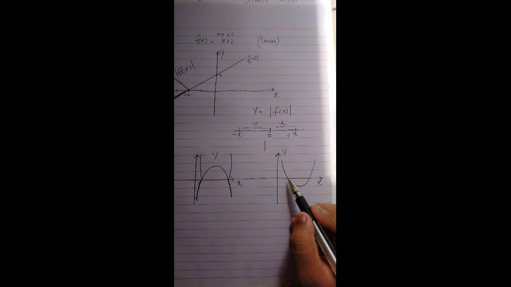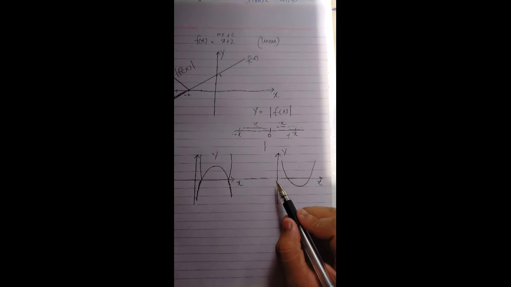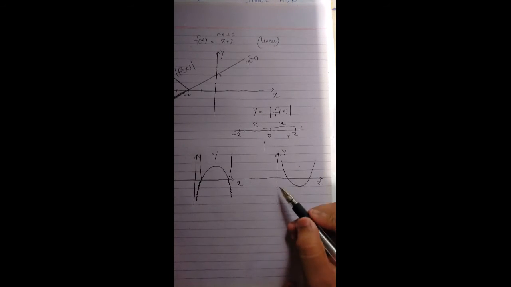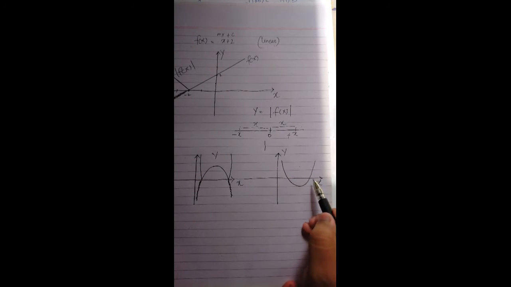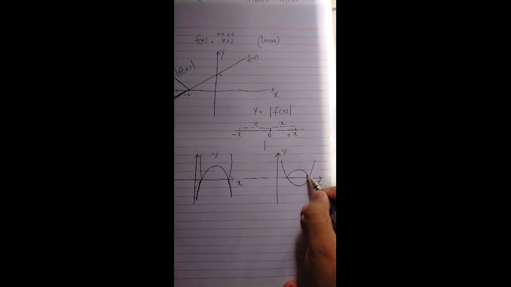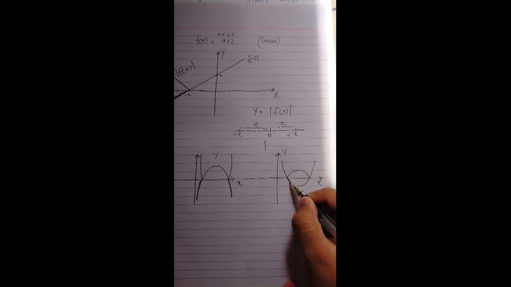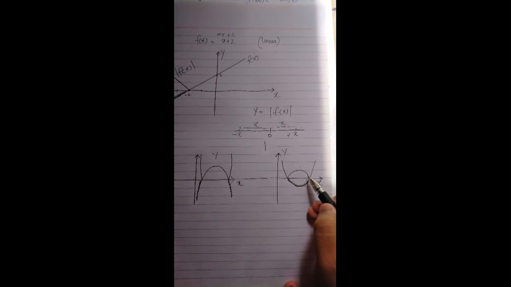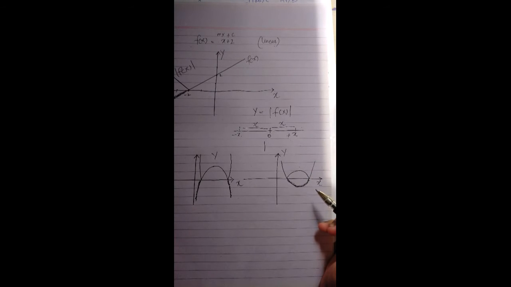For this graph, these are the values which correspond to the negative y-axis. So these are reflected about the x-axis. So this is the graph of modulus of a quadratic function.